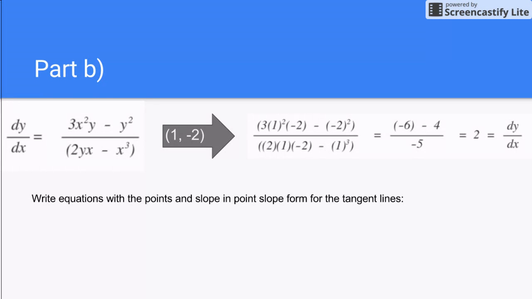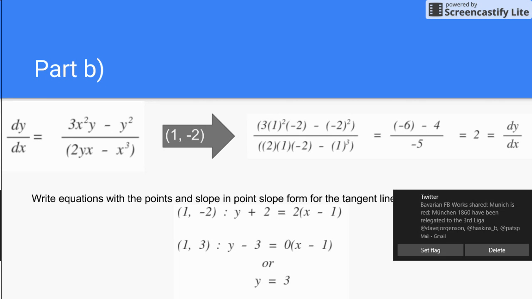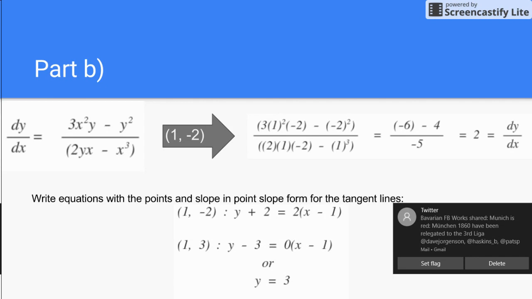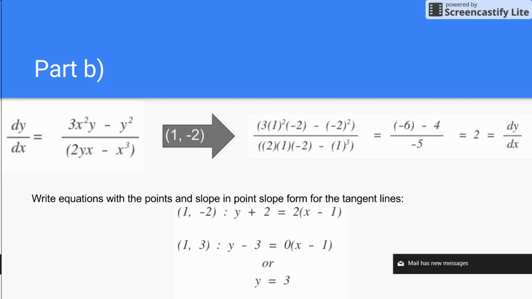And then from there, we are going to use point-slope form to write our tangent lines, which is just y minus y1 equals m times (x minus x1). If you plug those points in and use our slopes, we can derive our two tangent lines, which are y plus 2 equals 2 times (x minus 1), and then y minus 3 equals 0 times (x minus 1), and then you move that around and just get y equals 3.